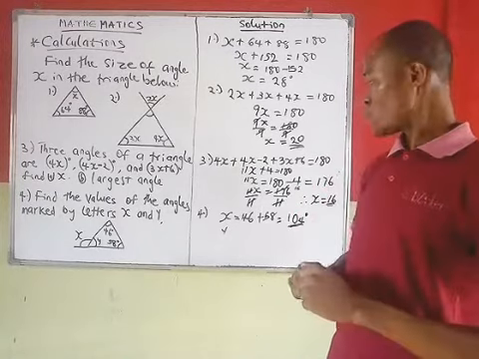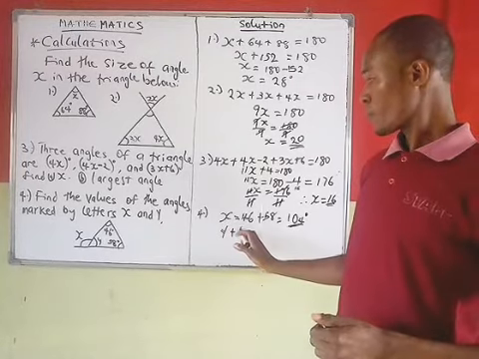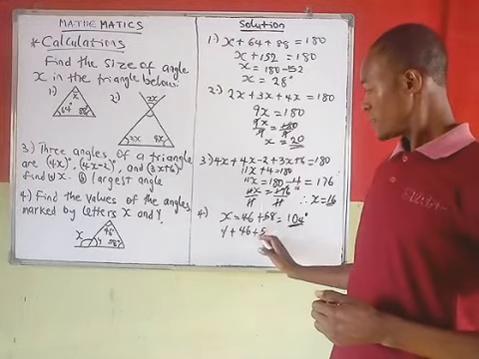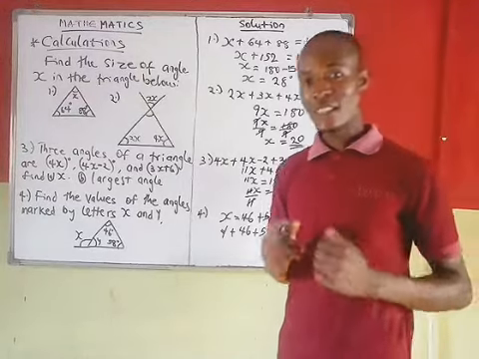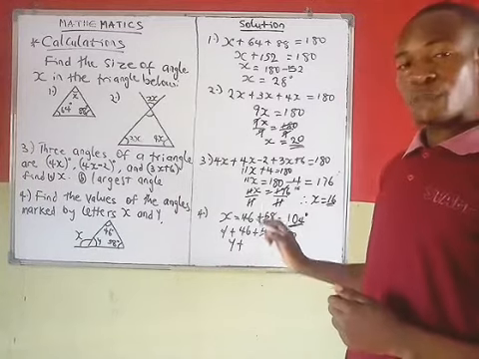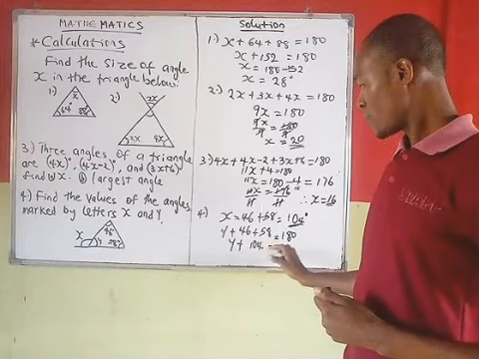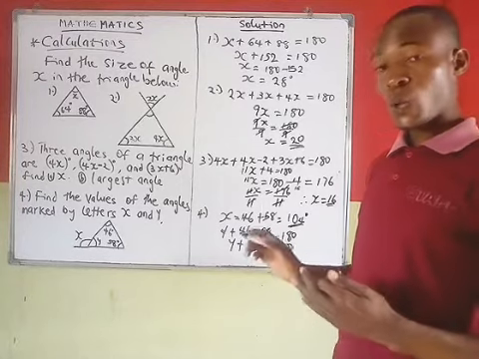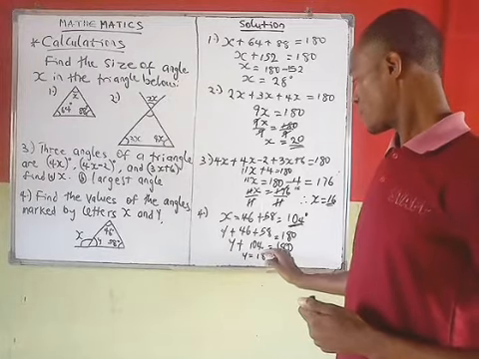So in that case, it will be y plus 46 plus 58 is equal to 180 degrees. Then y plus 46 plus 58 will give us what? 104 degrees equal to 180. Then the last thing you do, you collect like terms. So y is equal to 180.